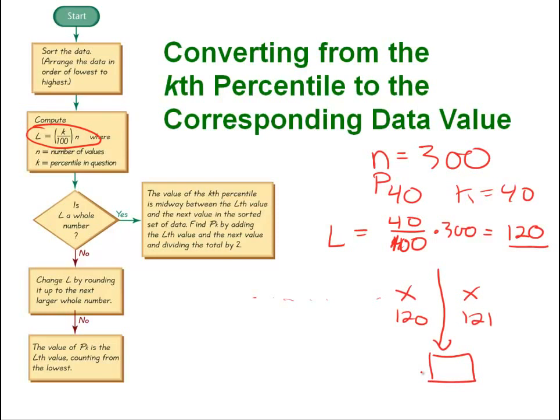That would be the number that we report as the 40th percentile. Because let's say this number was a 17 and this number was 18. Then if we say 17.5, in fact all 120 of these things are less than that. So that's the cutoff. That's where our 40th percentile is.